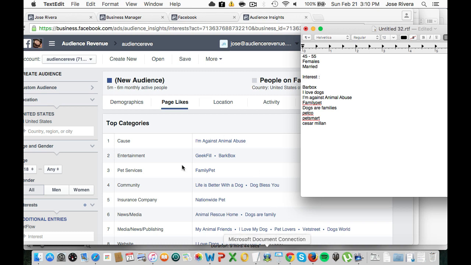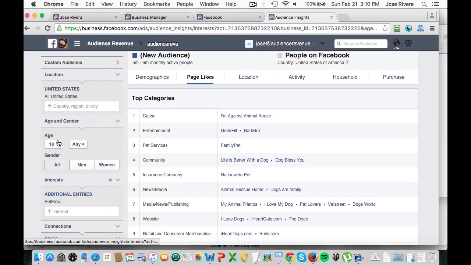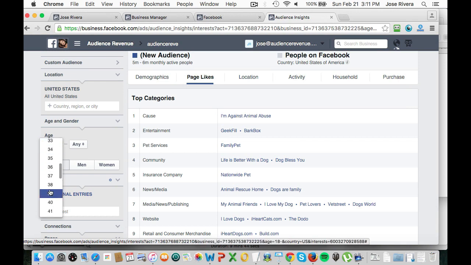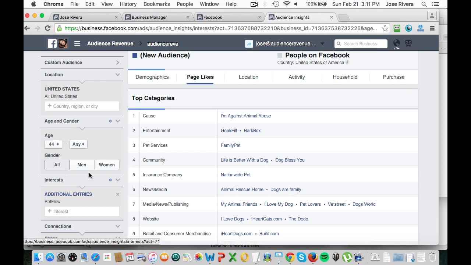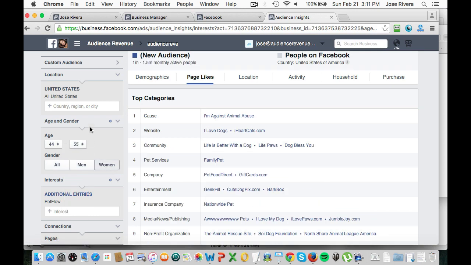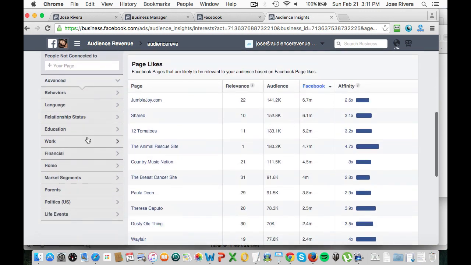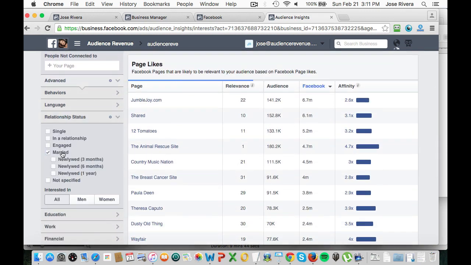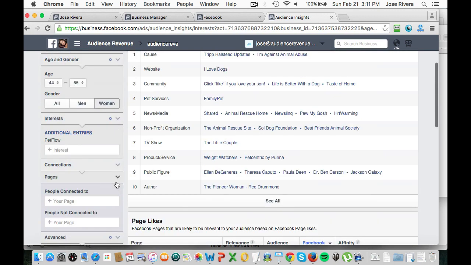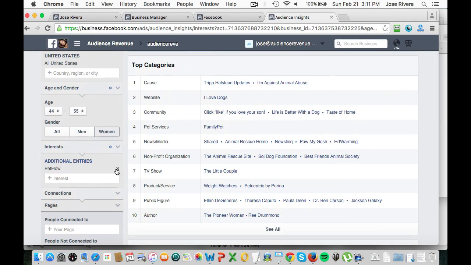All right, so that's it. That's basically how you do it. And you could even drill down more. If I wanted, I would drill down. Let's drill down even some more, and let's see what women from this age range, 44 to, I believe it was 55. Right, so they're women, and let's see, advanced, so they're married. Let's see what married women. What kind of other websites do they visit?